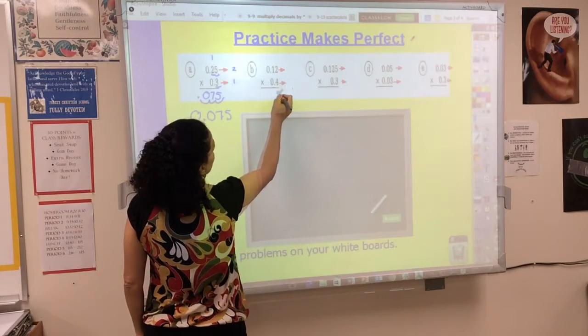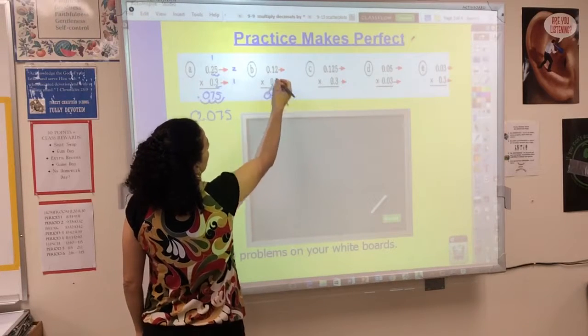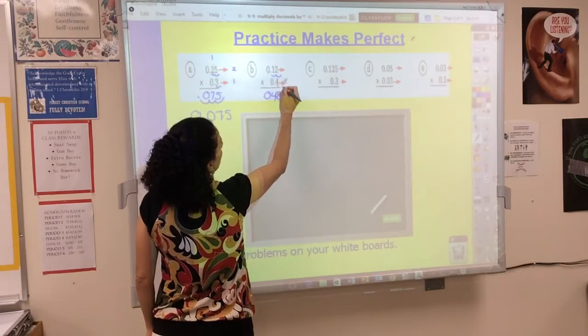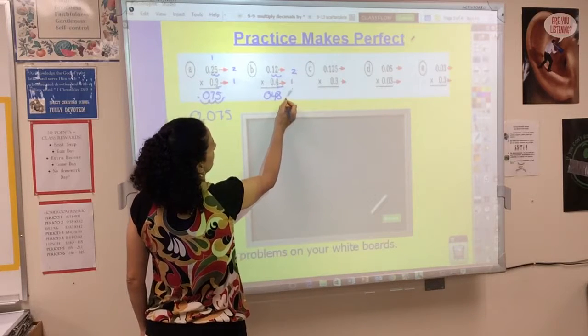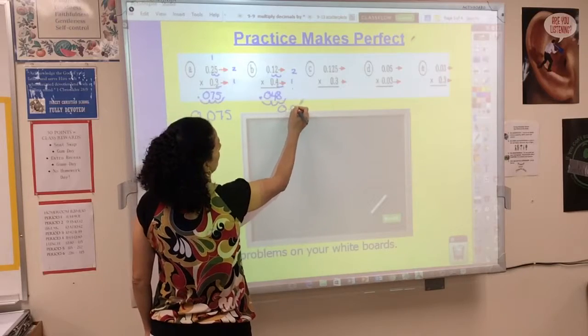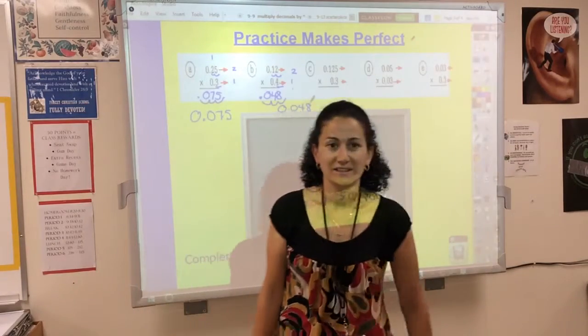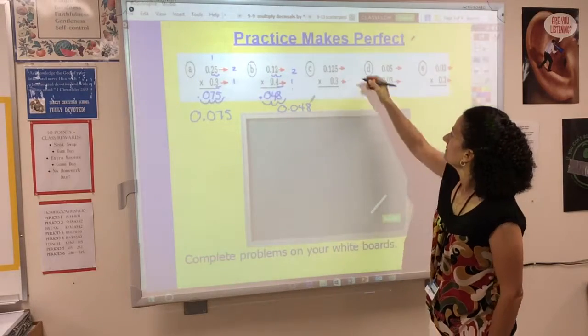2 times 4 is 8. 1 times 4 is 4. 0 times 4 is 0. I'm going to count 1, 2, 3 again. 3 decimal places, 1, 2, 3. So this answer is 0.048 or 48 thousandths. Let's keep checking your work.